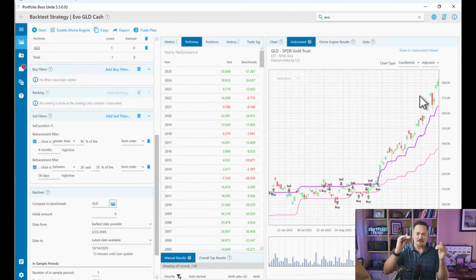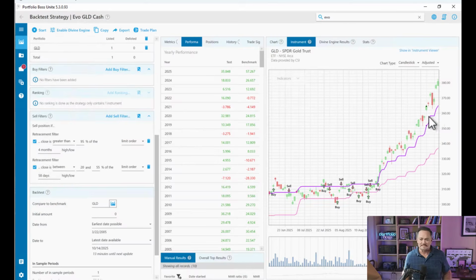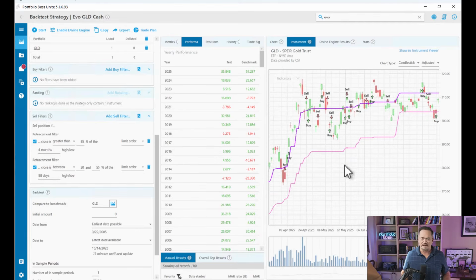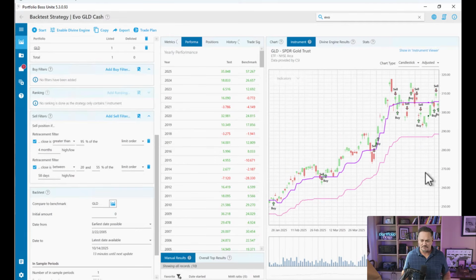So instead of trying to be the bottom caller and the top caller, what you want to do is catch the meat of the move. It's okay if you don't catch the top. This no-go zone is going to keep you sane and out of trouble. So when it crosses below this purple, then you go ahead and sell. I like to learn by example, so I'm going to share some examples with you here.